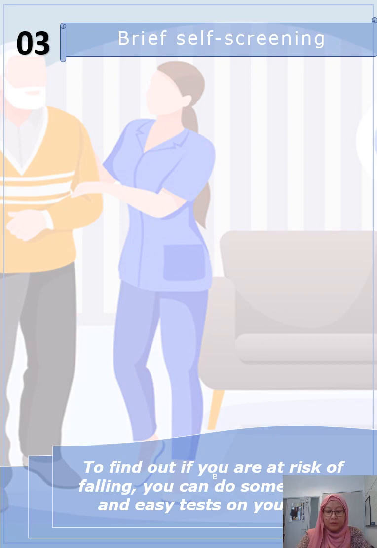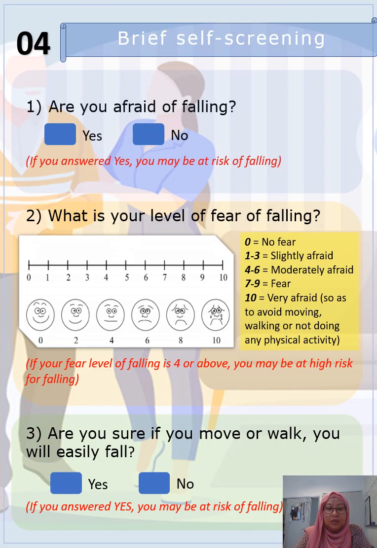Okay, brief self-screening. We can use this screening to screen whether your clients, the persons you are looking after, or anyone in the house among your family are at risk of falls. This can be given to them and they can assess themselves whether they are at risk of falling. The first question they need to answer: are you afraid of falling? Ask them whether they are afraid of falling.